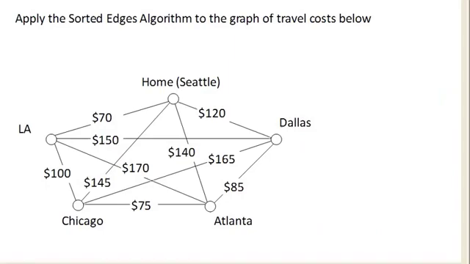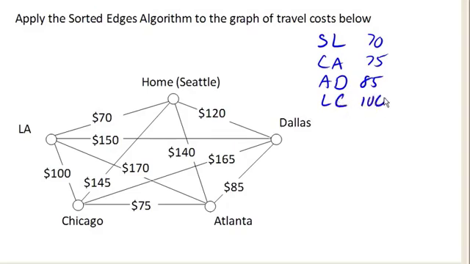Okay, so now let's try applying the sorted edges algorithm to our travel cost graph here. So let's go ahead and start by listing all of the edges from cheapest to most expensive. So the cheapest one we have is Seattle to LA with a cost of 70. Next cheapest is Chicago to Atlanta with a cost of 75. Atlanta to Dallas with a cost of 85. LA to Chicago with a cost of 100. We've got Dallas to Seattle with a cost of 120. Seattle to Atlanta with a cost of 140.